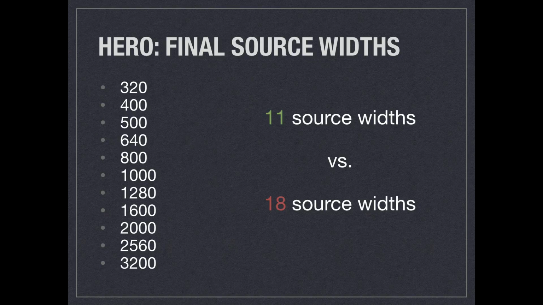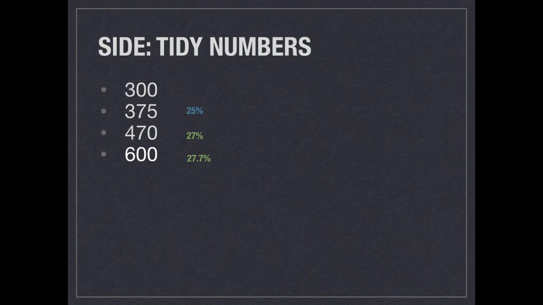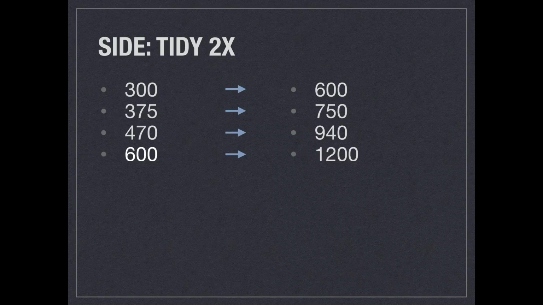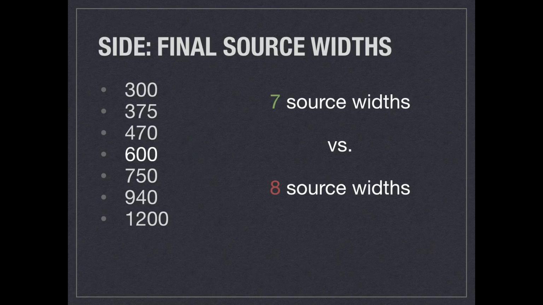So same thing with the side image. I'm going to clean that up a little bit, change 303 to 300. I'm just going to move those around a little bit, make that 600, which is still all around 25% from each other. And then I'm going to look at the 2x versions, and then I've got duplication between 600 and 600. So then I have a final list that's like that. So that's a fair amount of, it's still 7 file sizes.